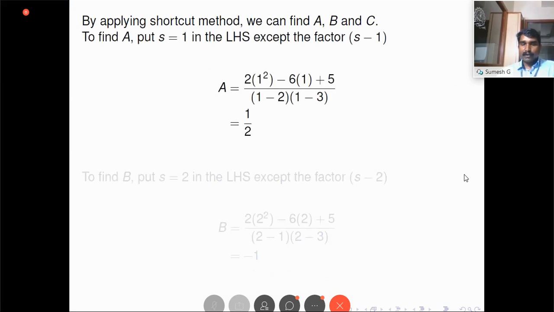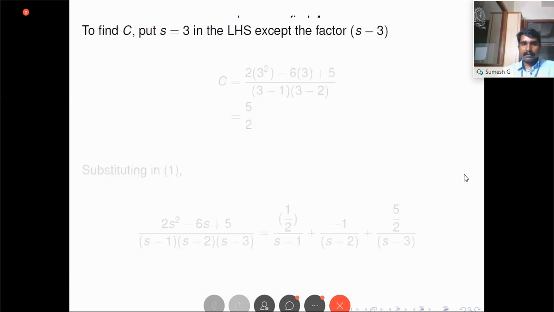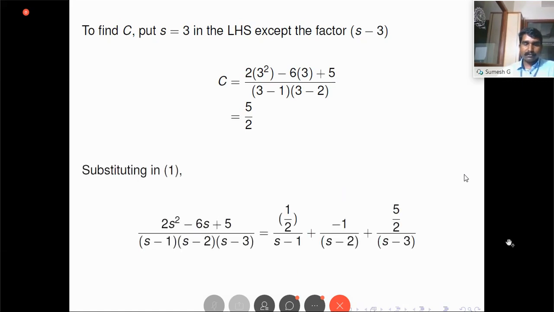The value of a is 1 by 2, b is −1, and c is 5 by 2. So we can substitute these values in equation 1. Equation 1 becomes this form. Now the denominator becomes a single term only, so we can find the inverse Laplace transform.